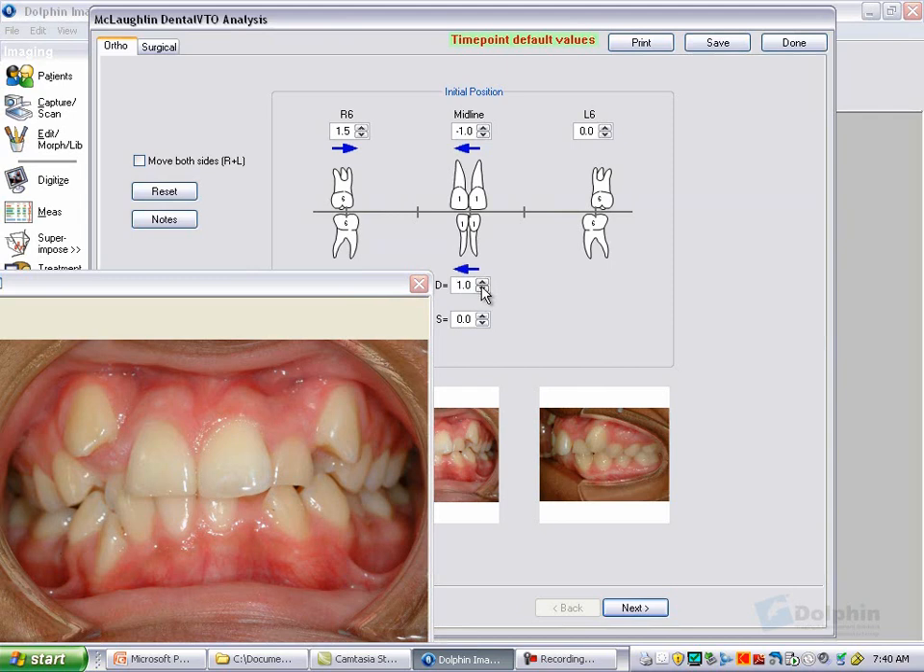Now, if there's a skeletal deviation of the mandible, then we can click on the S button for skeletal, and we can move midlines as needed in the skeletal direction. The upper has primarily a dental mode to it, and the lower has both a dental and a skeletal mode to it.